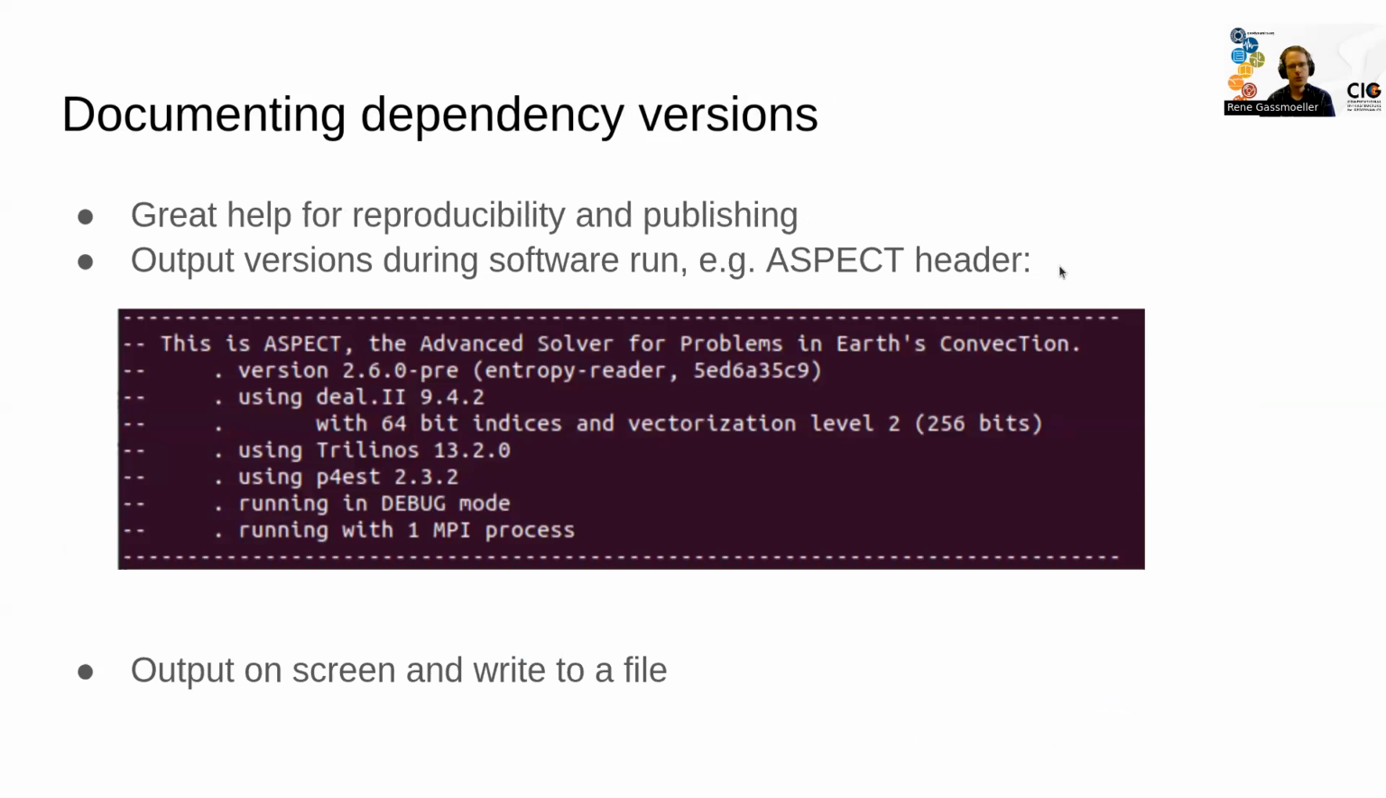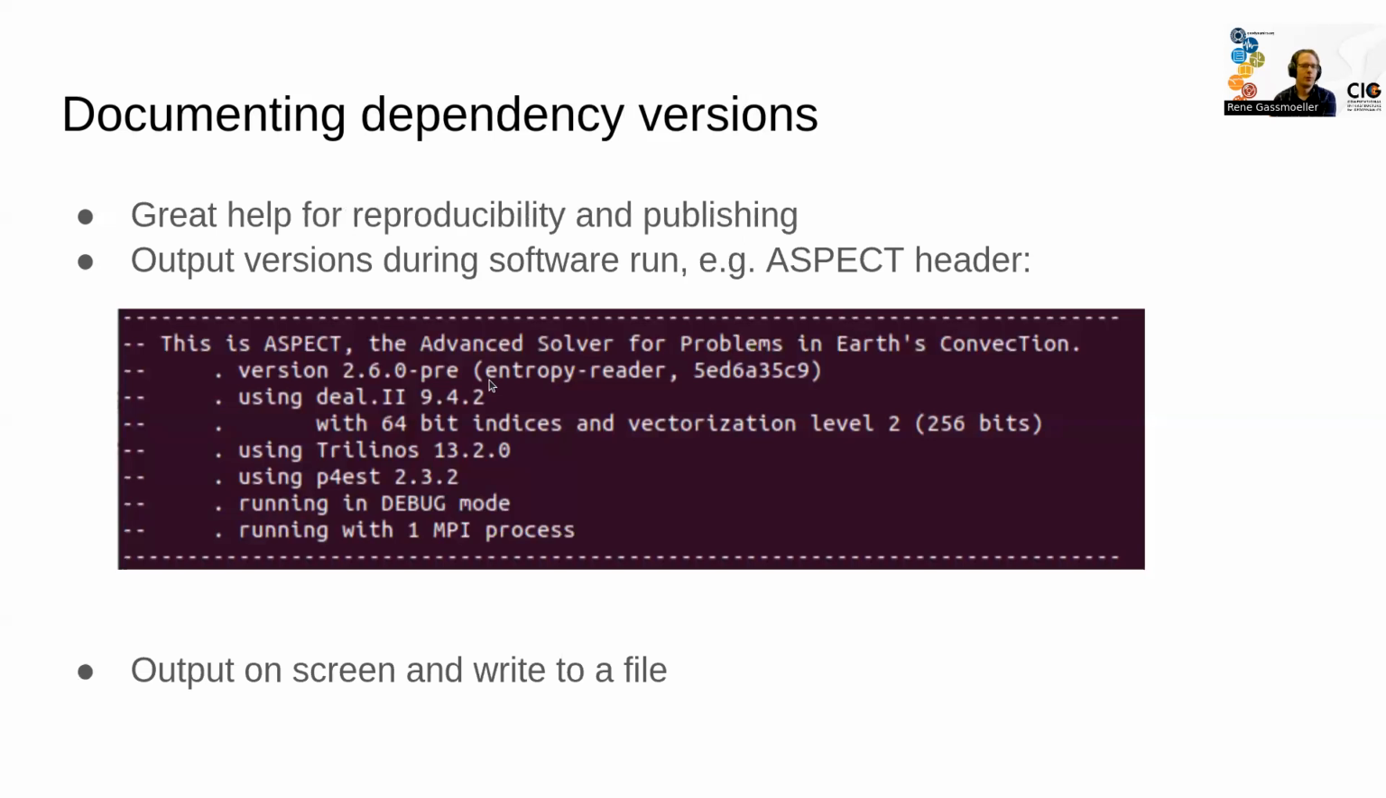This allows you to do things like this. This is the output that the Aspect software provides when you start it. At every start of every Aspect run, you will see the version number of Aspect. You will even see the Git branch and the Git commit hash that this version was built from. And you will see the versions of all of the dependencies that were used.